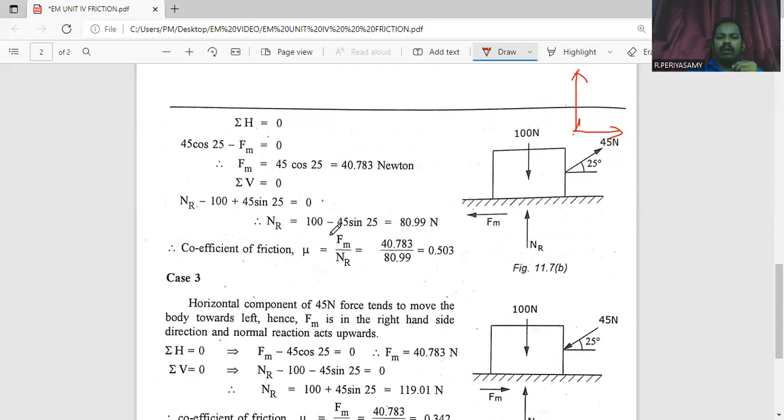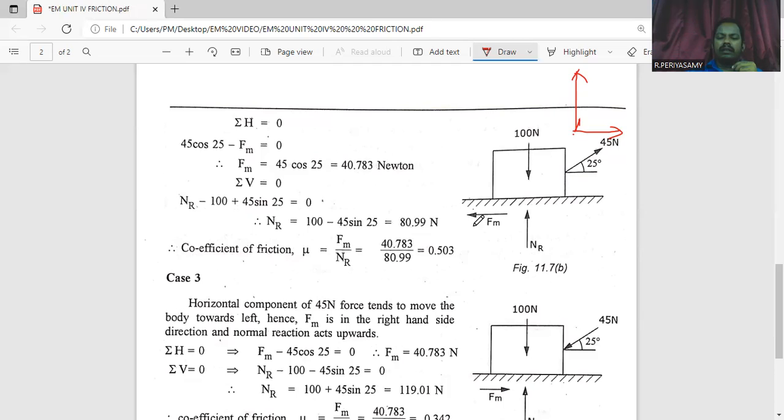So we know the formula: mu is equal to Fm divided by NR. Here the Fm value is 40.783 and the normal reaction value is 80.99. So finally, the coefficient of friction mu equals 0.503.